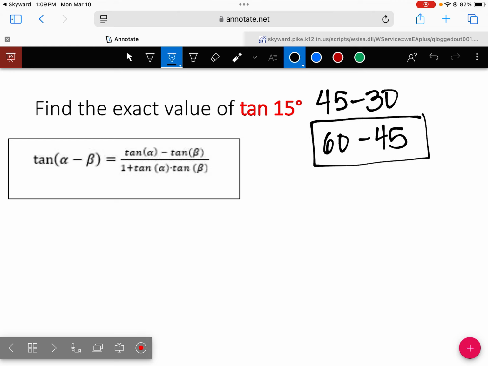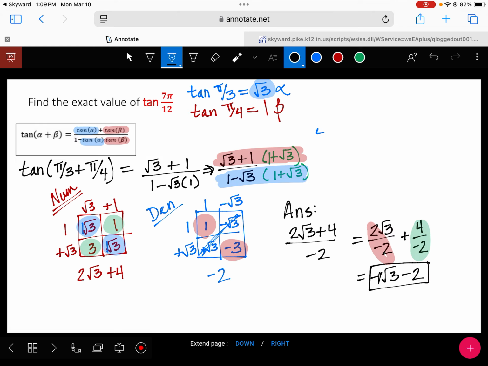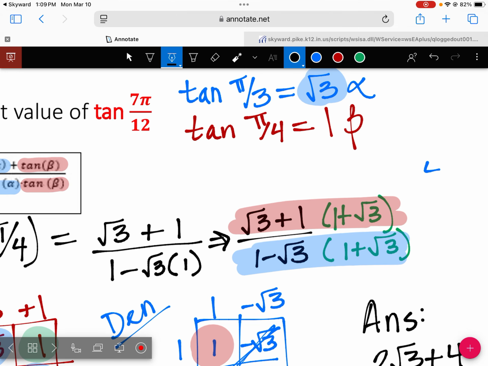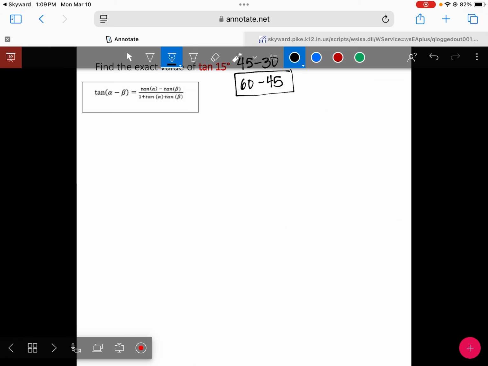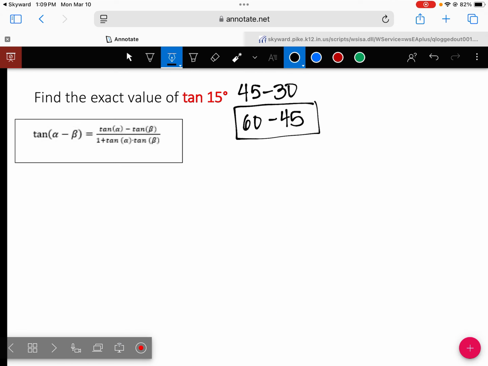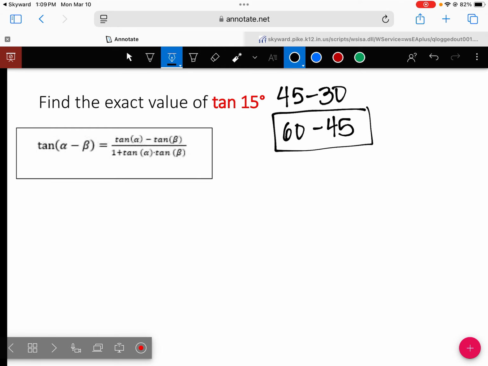Because I already did in the last example, I already found the tangent of pi over 3 and the tangent of pi over 4. So why go back and redo something? We don't have to. So let's use that. Oh, okay. So we got the tangent, and then pi over 3 minus pi over 4 now.